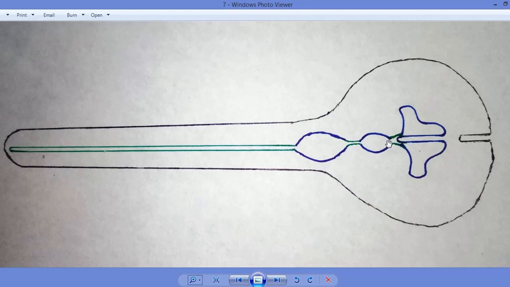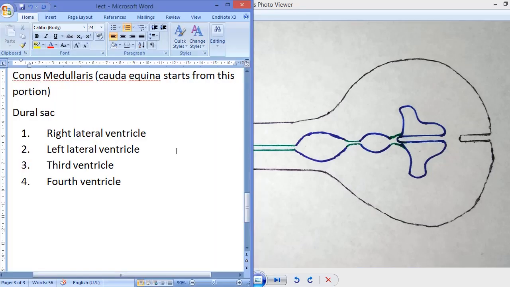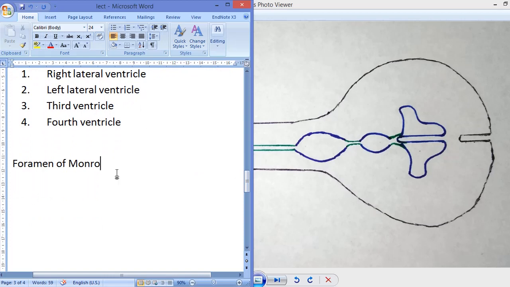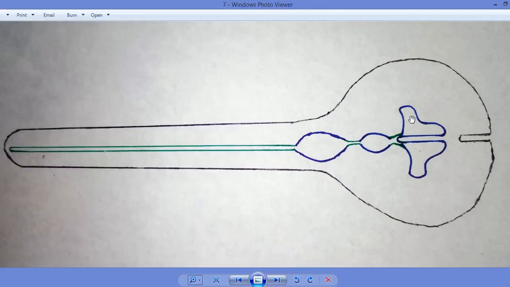These pathways, these holes, these channels are called foramen of Monro. Foramen of Monro are the foramen which connect the lateral ventricle with the third ventricle. There are two foramen of Monro, this one and this one. These foramen of Monro connect the right and left ventricle of the brain with the third ventricle. This is the third ventricle.